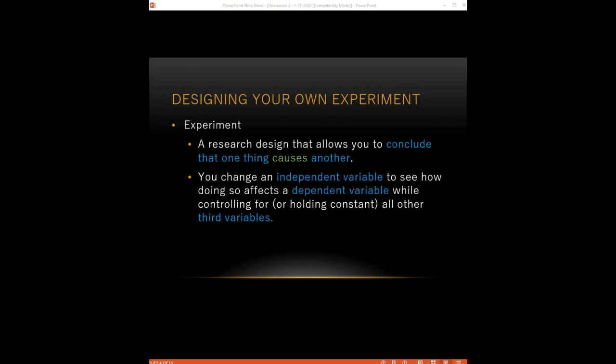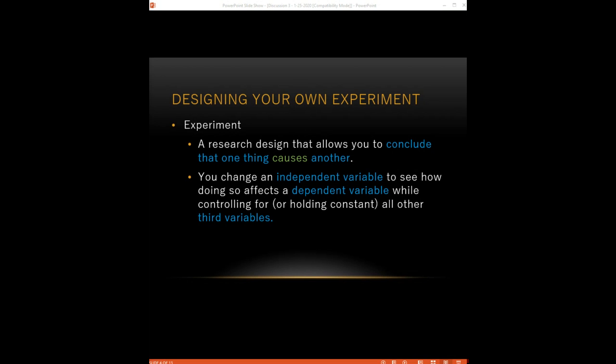This is how you control for third variables. The third variable might be that they don't respond to the drug in the same way. There's something about their personal body chemistry that just the drug doesn't work for them. You want to control for that. So how do we control for that? We randomly assign people to each of those groups.